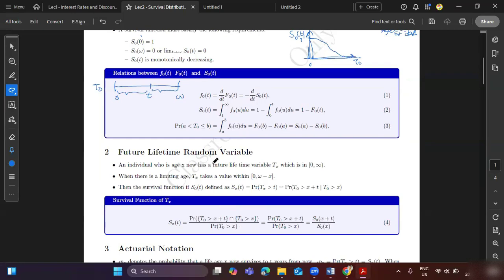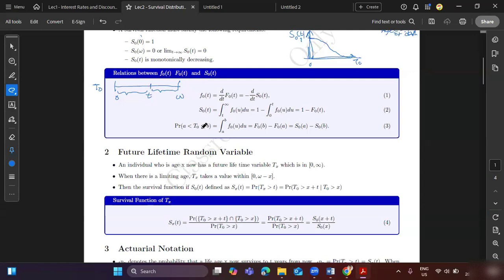And also, through the probability calculations, we know how to find the probability of an interval, which means the time to death random variable of a newborn infant is between A and B. This probability is defined as the probability that a newborn infant will survive up to A years, but the death occurs before B years.